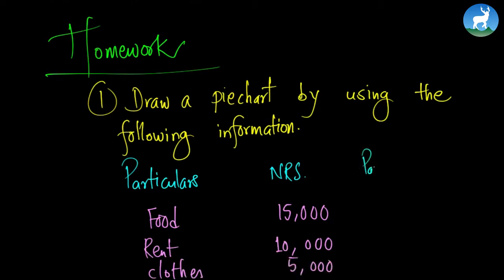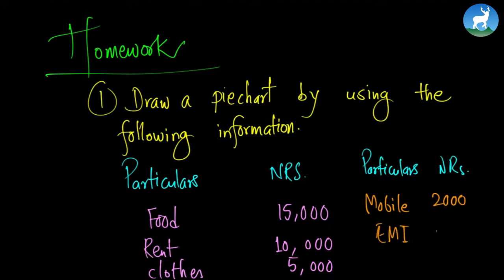On mobile I spend 2,000 rupees a month. I even pay the EMI of my scooter, and that is 5,000 rupees a month. And I have other miscellaneous expenditure, which is roughly 10,000 a month. Now I want you to show this information in a pie chart. That is your homework.